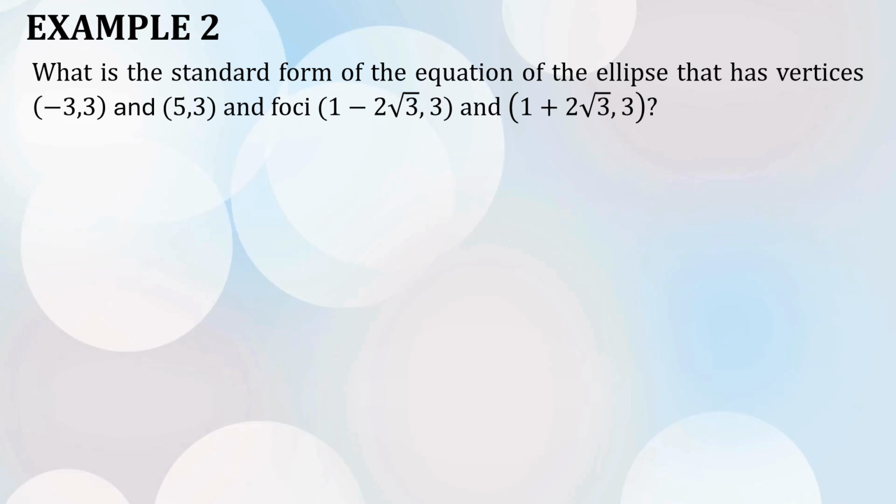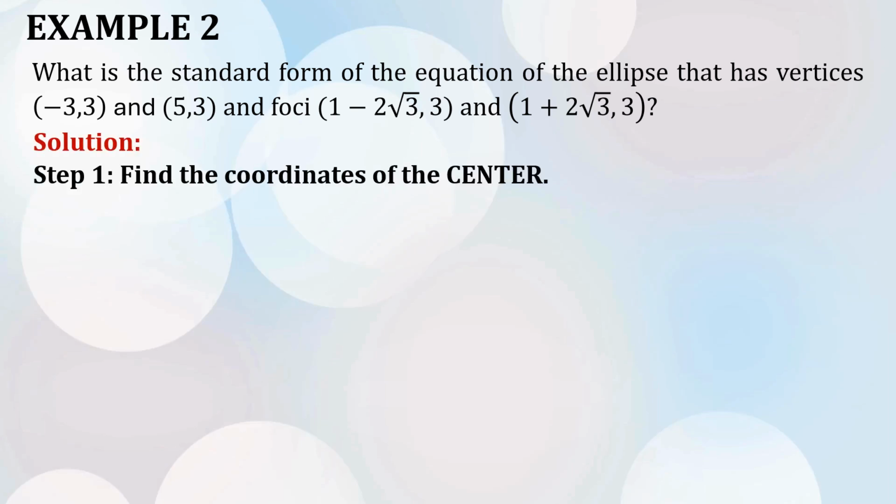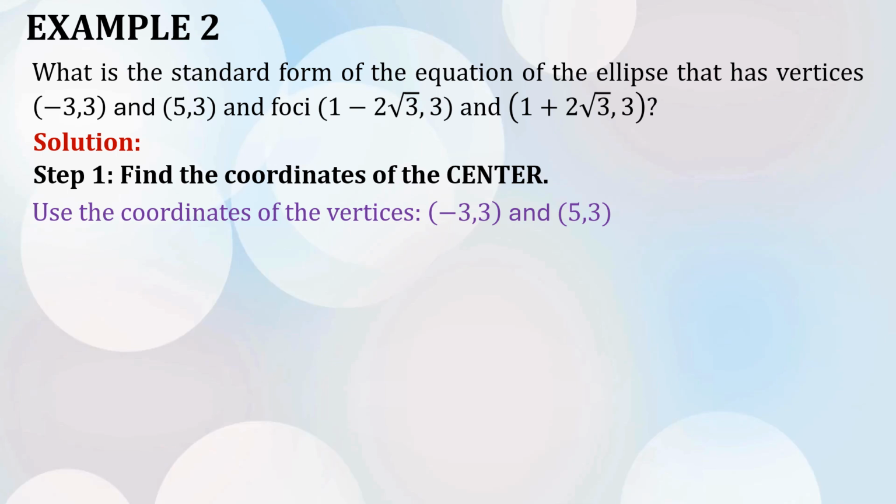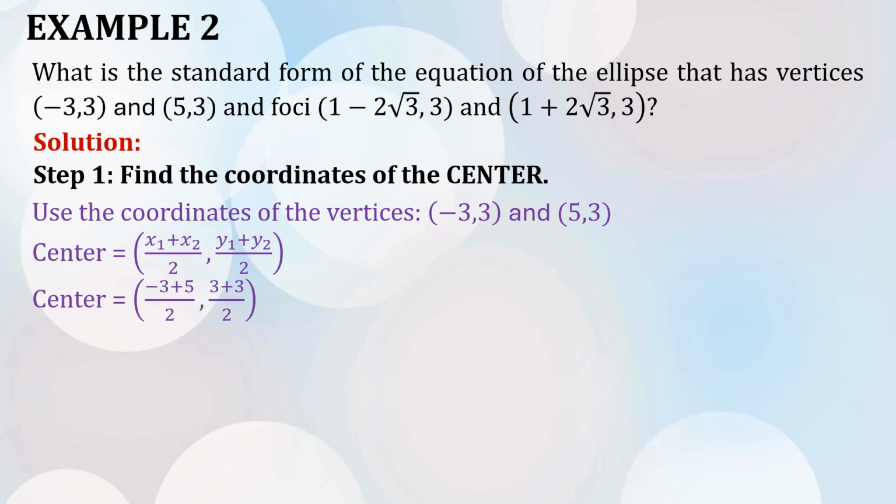Following the same procedure in example number 1, we first start with determining the coordinates of the center, by using the coordinates of the vertices (-3, 3) and (5, 3). So our formula is x₁ plus x₂ over 2 for the x coordinate of our center, and y₁ plus y₂ over 2 for the y coordinate. Substituting the values, we will have (-3 + 5) over 2 and (3 + 3) over 2, which can be simplified as 2 over 2 and 6 over 2. So this gives us the coordinate of the center, which is (1, 3).